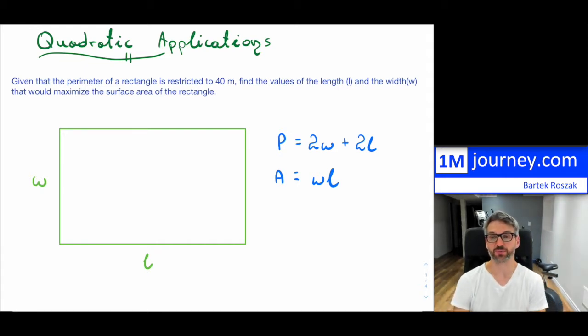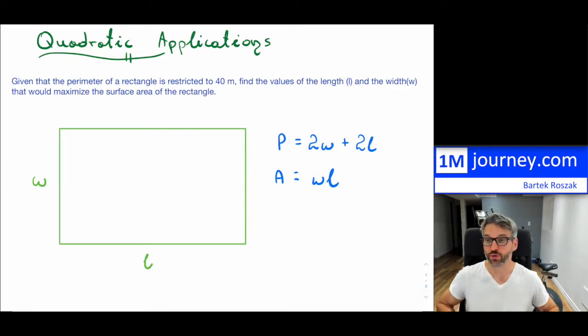Now, this first example is: given that the perimeter of a rectangle is restricted to 40 meters, find the values of the length and the width that would maximize the surface area of the rectangle. This problem was something I did in the grade 9 videos. I'm going to put up a link above to exactly the same problem, except in there I only utilized graphing, and I didn't talk about quadratics at all. But you'll notice that this is really just a quadratic problem. And now with the tools of quadratics that you have, you can apply it without graphing whatsoever.